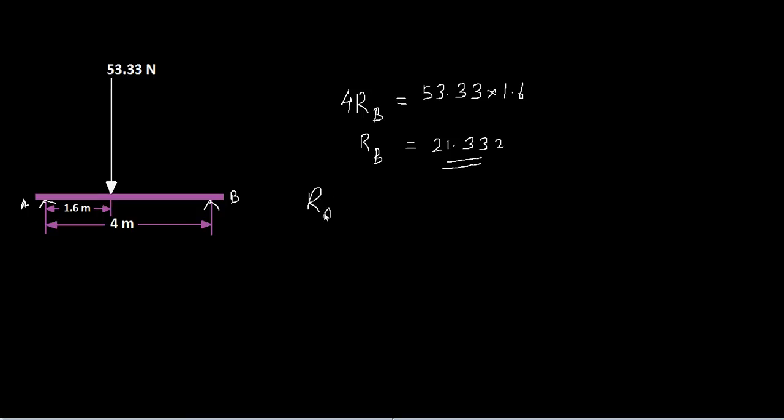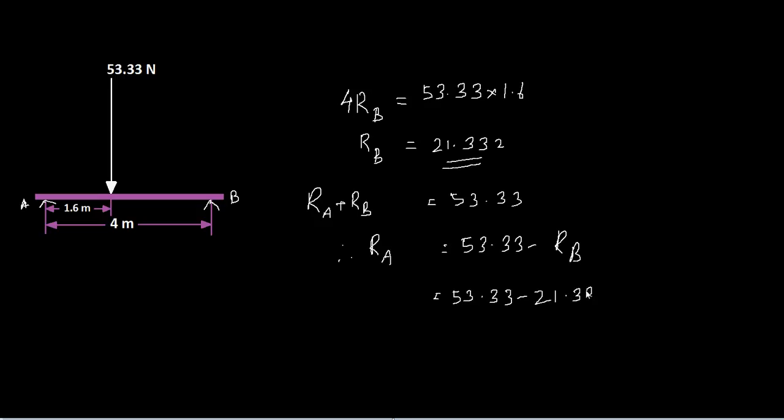And we know RA plus RB is equal to 53.33, therefore RA is equal to 53.33 minus RB, and that's equal to 53.33 minus 21.33, and that will be 31.998. So you have RA equal to 31.998 and RB equal to 21.332 Newton.